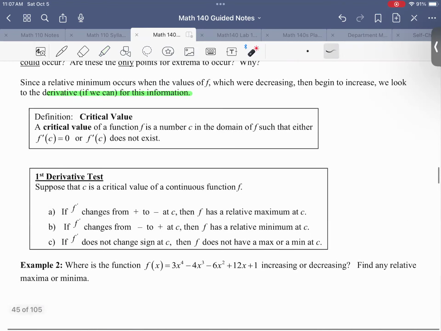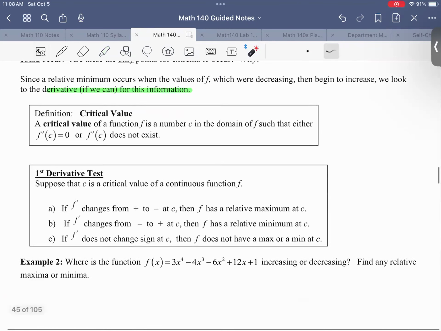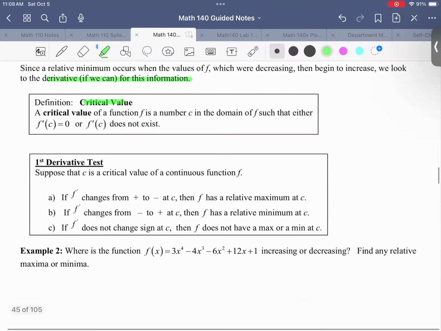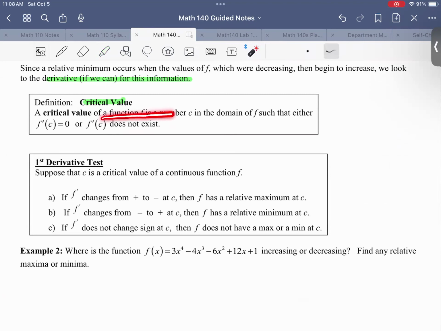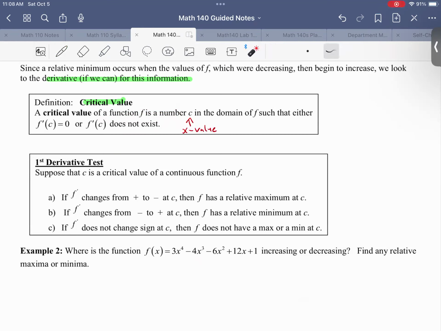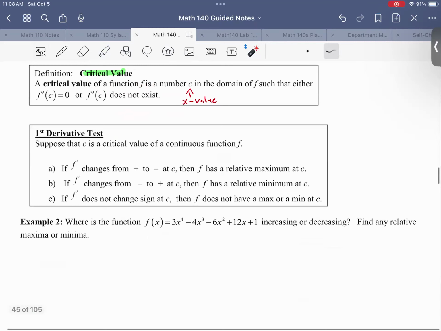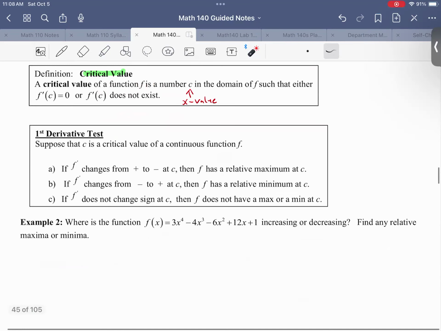Then it's just a matter of determining whether it was a min or a max. So here's a way to do it, called the critical value. That's the actual definition of that. A critical value of a function f is an x value in the domain such that this x value makes the derivative equal to 0.